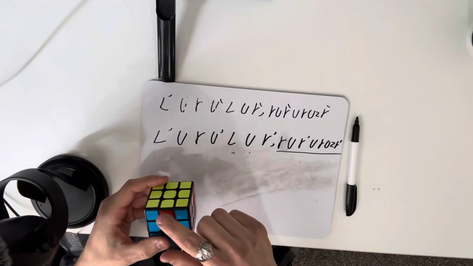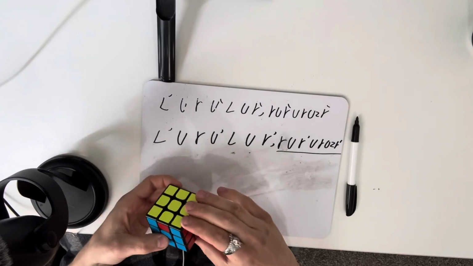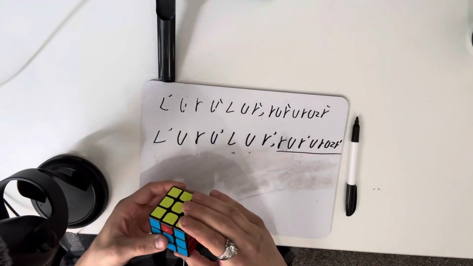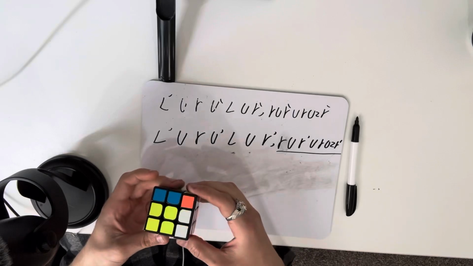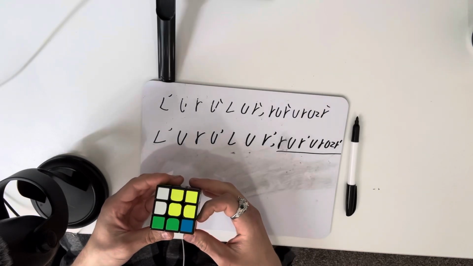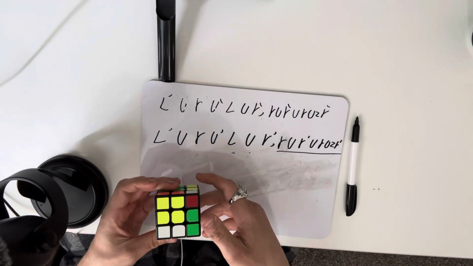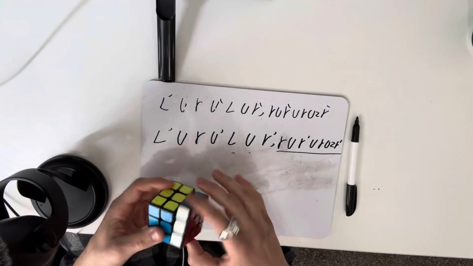If one was solved and this needed to go to the right, you move the right side up, then out, up, in, out, down twice.